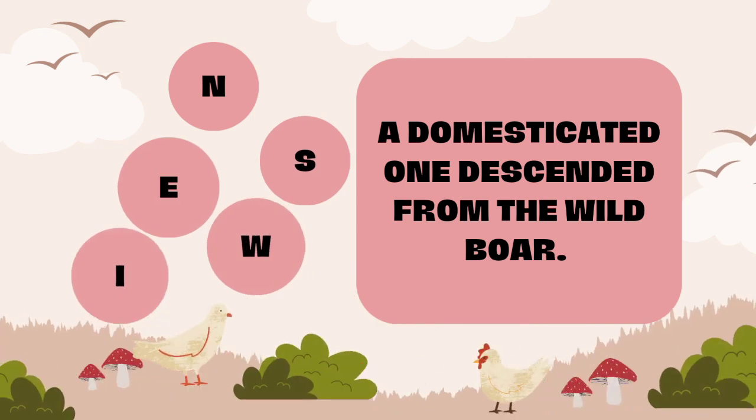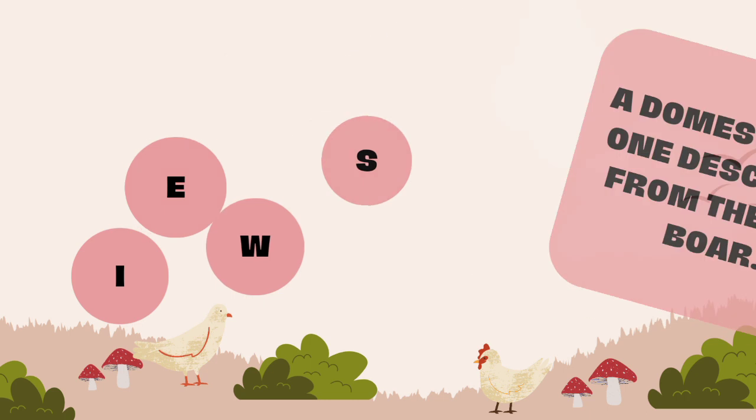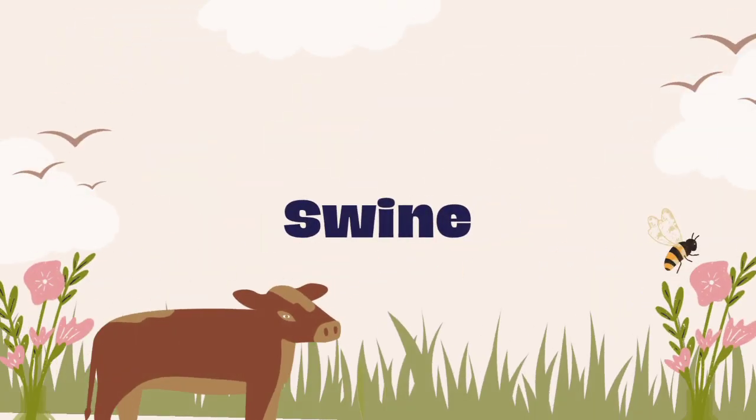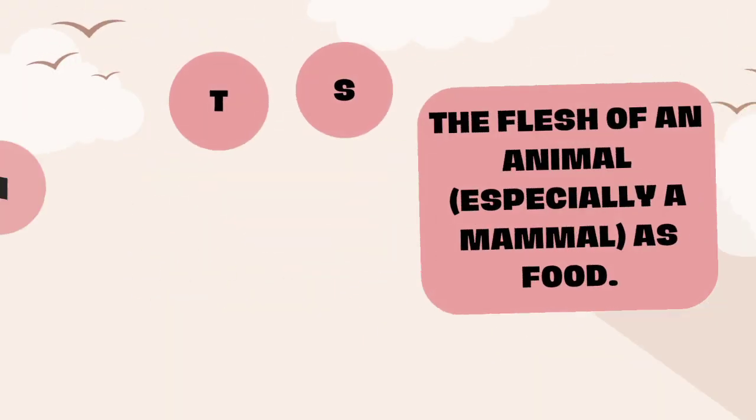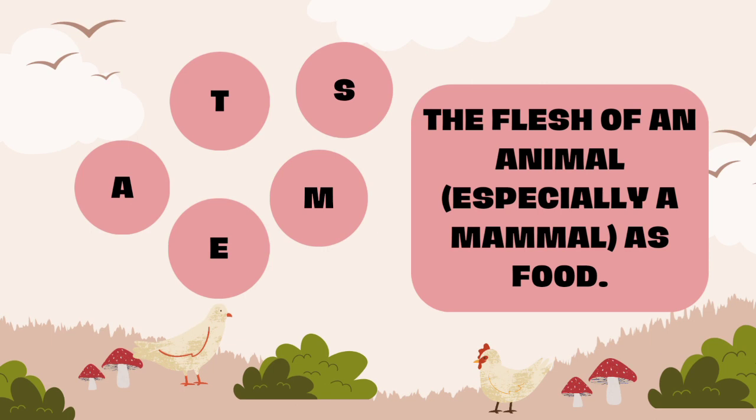Next, it is a domesticated one descended from the wild boar. So it is a kind of animal. So what is it? In 3, 2, 1. Very good. It is swine. And our last, it is the flesh of an animal, especially a mammal, as food.